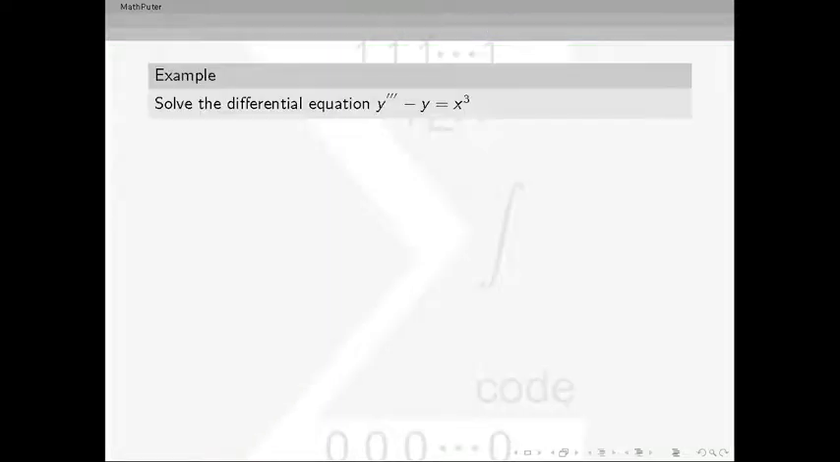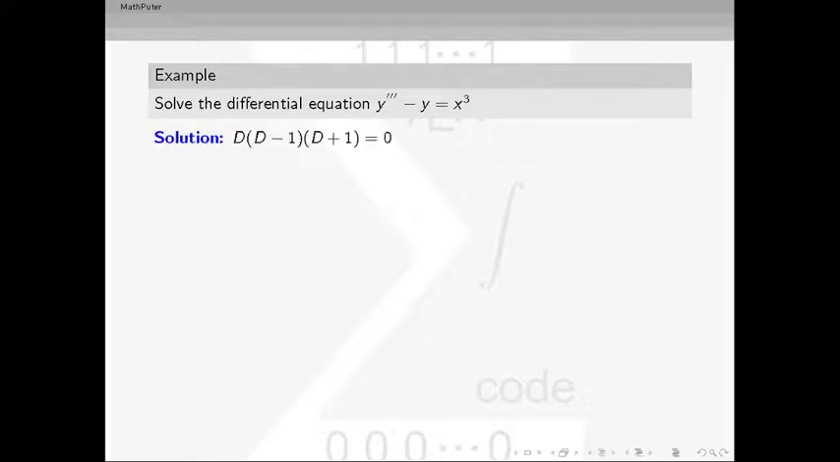Okay, what next? Yes, this is a very important example. Third derivative of y minus y is equal to x cube. Okay, so let us solve this differential equation. So in the solution, we go for complementary solution as well as particular integral.